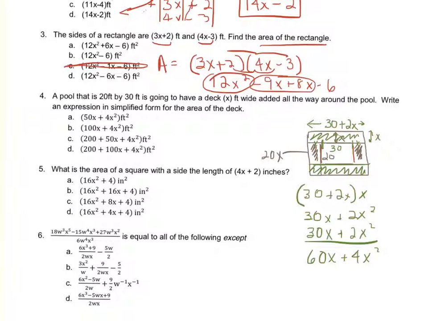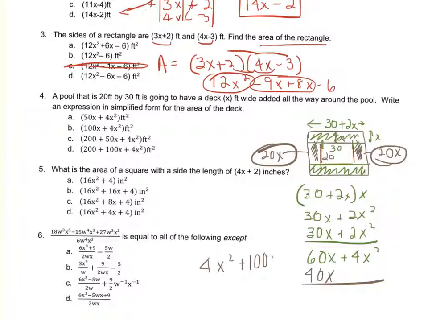Again, length 20 times width x. That gives me more area. That's 40 x's when I add them to this down here. And I get a total area of 4x squared plus 100 x's. That looks like answer B, 4x squared plus 100.